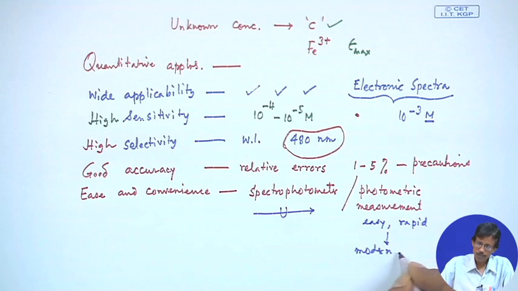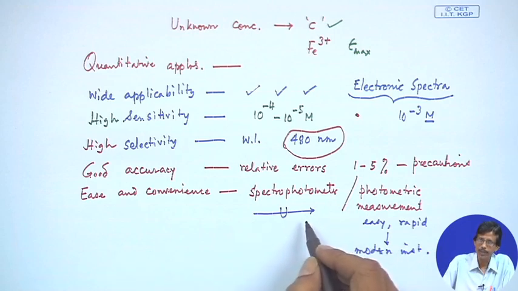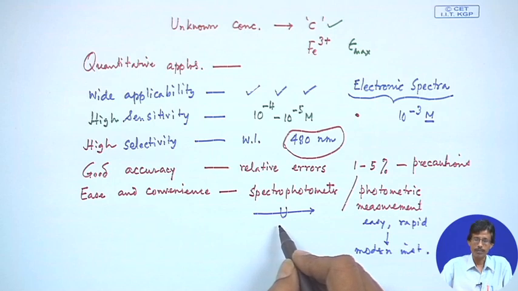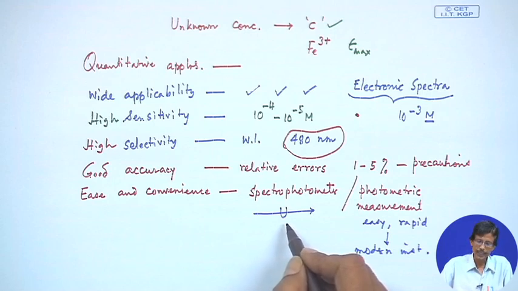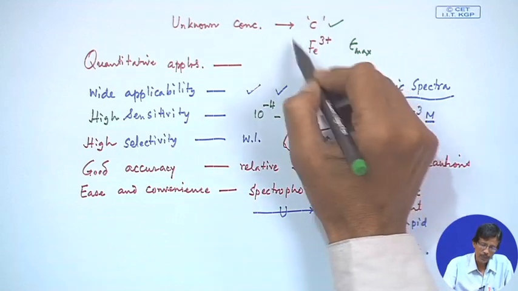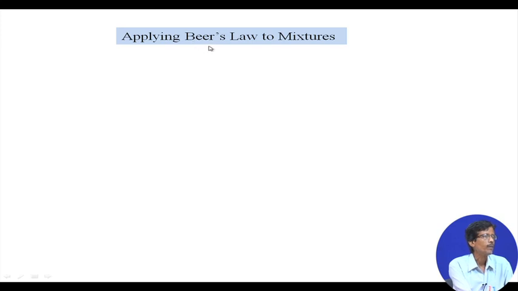So, these modern instruments are very useful to measure all these things. They can even make multiple measurements, and we can also go for kinetic measurements if we are able to measure at different times. So, to measure this particular concentration C, we can use Beer's law for different mixtures also.